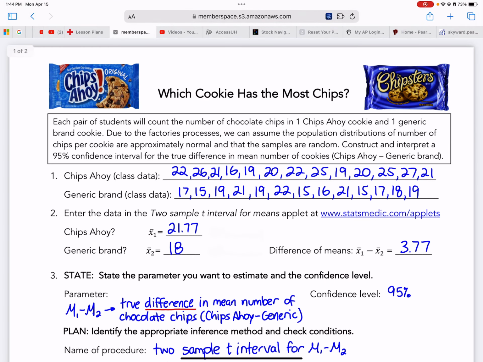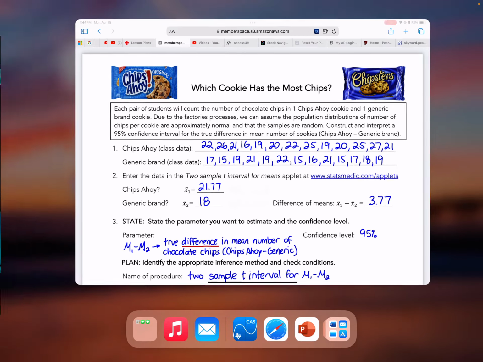Okay, what we did in class was I had Chips Ahoy and then I had an off-brand Chips Ahoy. I gave everybody in the class a cookie of Chips Ahoy, and then everybody also received an off-brand cookie. We tore the cookie apart and we counted how many chips the Chips Ahoy had, and we tore the off-brand apart, and we counted how many chips the off-brand one had. So I'm going to go ahead and show you how we did this in our calculator.